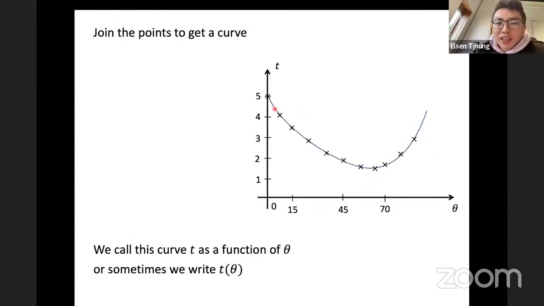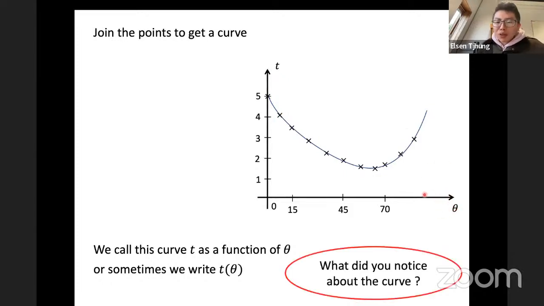Finally, we can join these points to get a curve. So we call this curve T as a function of theta. This curve is sometimes written like this. So basically, this is the total time T as a function of turning angle theta. So what did you notice about this curve? The time T as a function of theta. Maybe again, feel free to use the live chat, and you can type anything.